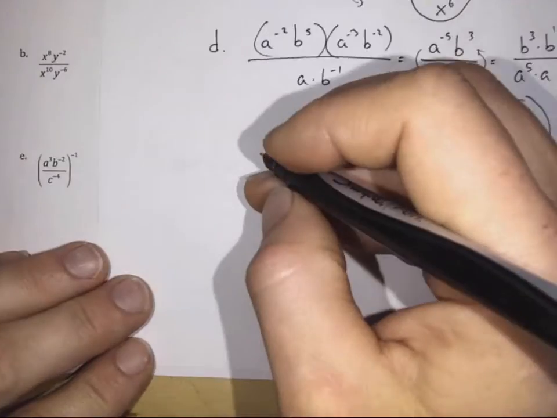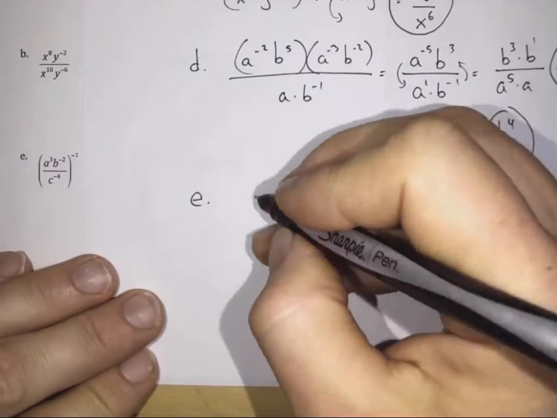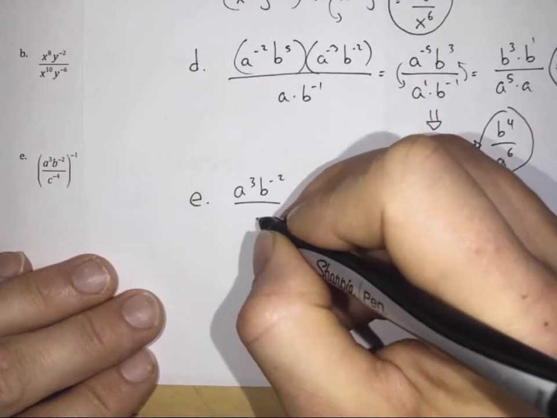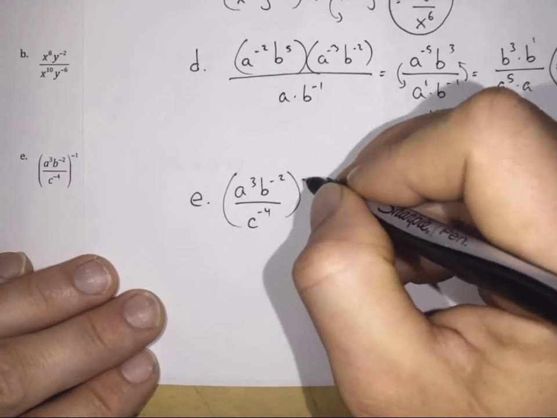And then we move on to question E. Okay, I see where this one's going already. I have a cubed b raised to a negative 2 over c raised to a negative 4. That's all over negative 1.